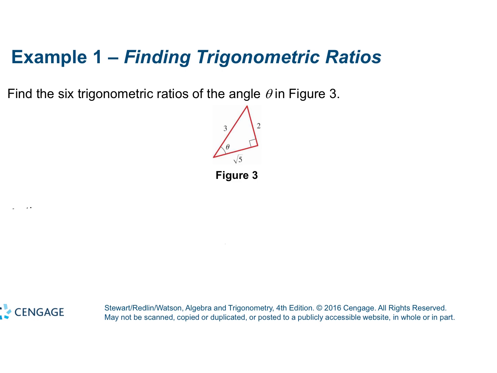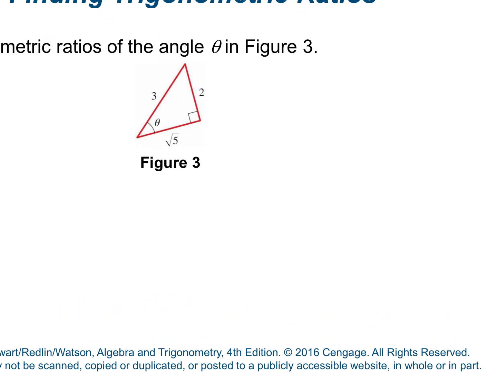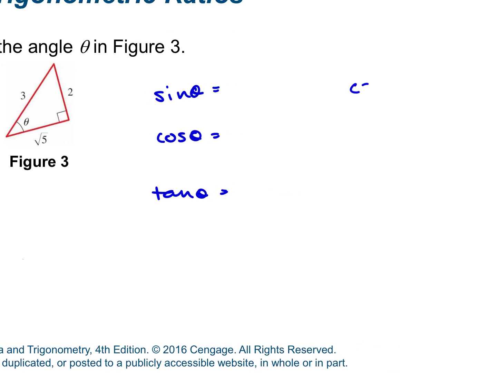So example 1 says, find the 6 trig ratios of angle theta. So we want to find sine, cosine, tangent, and then our reciprocal functions, which are going to be cosecant is the reciprocal of sine. Secant is the reciprocal of cosine, and then cotangent is the reciprocal of tangent.